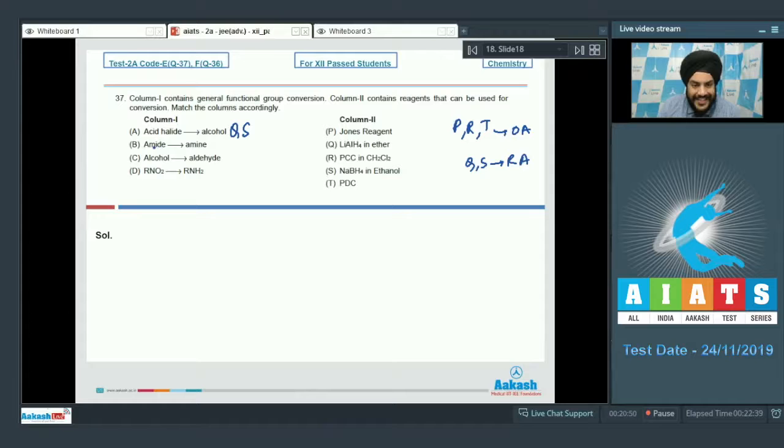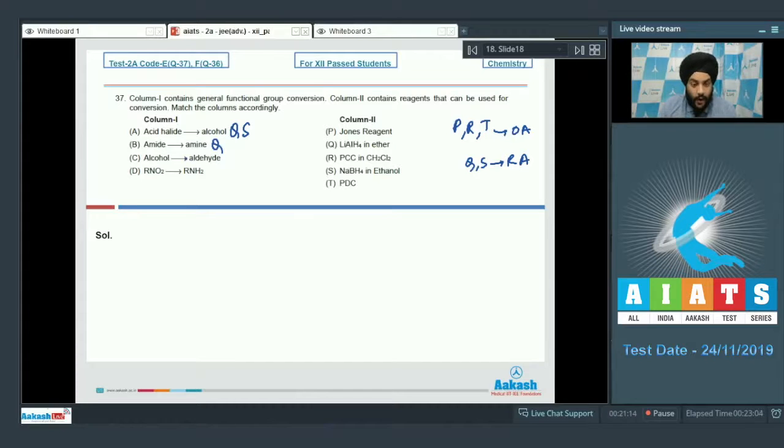Okay. If we talk about the second reaction now, amide has to be converted into amine, students. So again, there is reduction happening. So there are two reducing agents given in option Q and S, and we know that NaBH4 in ethanol is not able to carry out this conversion. Only LiAlH4 in ether will be able to carry out the given conversion of converting the amide into an amine. Okay. So for option B, we have to mark the answer as Q.